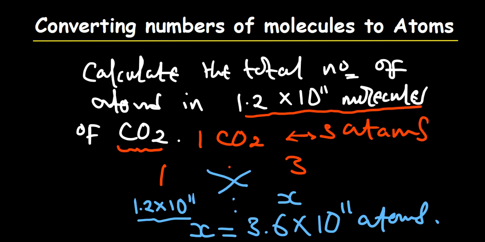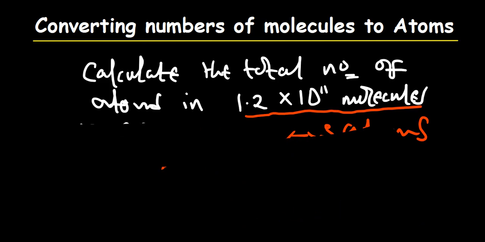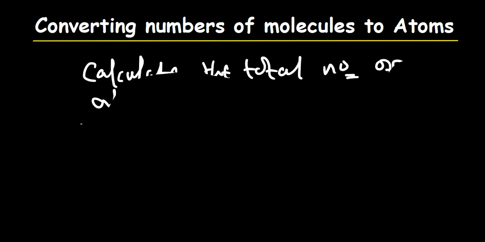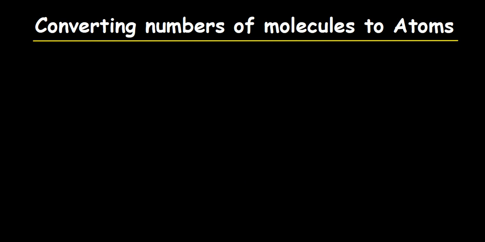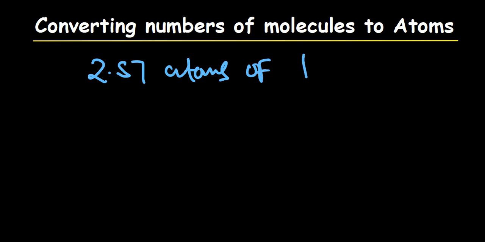We can be given the number of atoms and then we are asked to find the number of what? Molecules. So for example, let's give an example here where we are given the atoms and then we are asked to find the number of molecules. Let's say you have 2.57 atoms of H2O. How many molecules will be in these atoms?